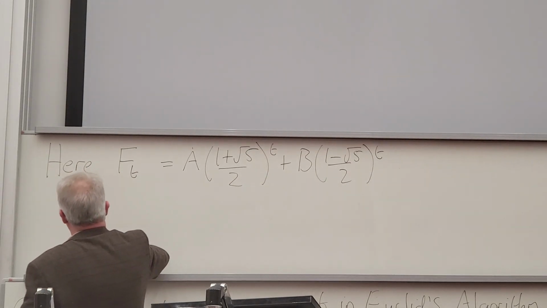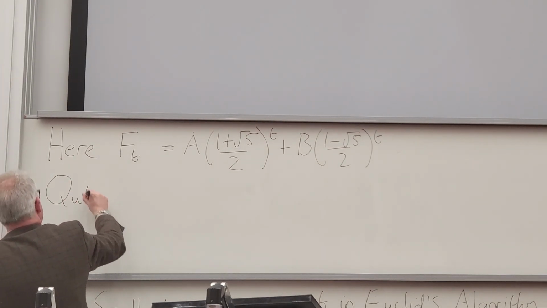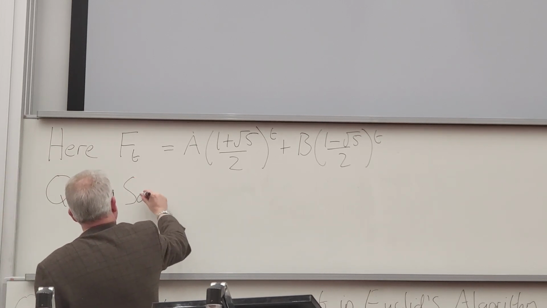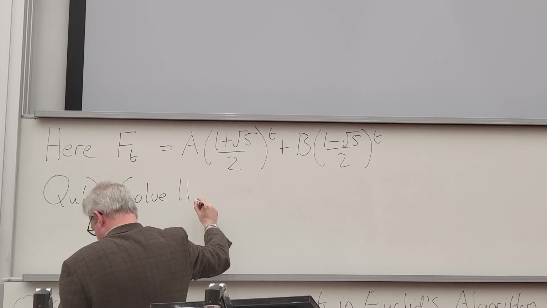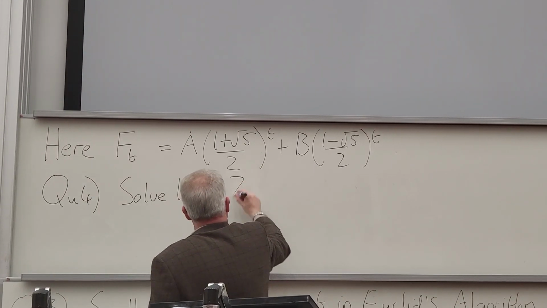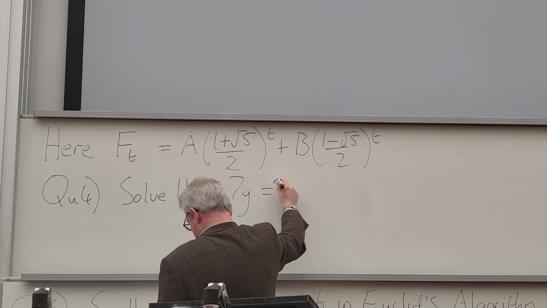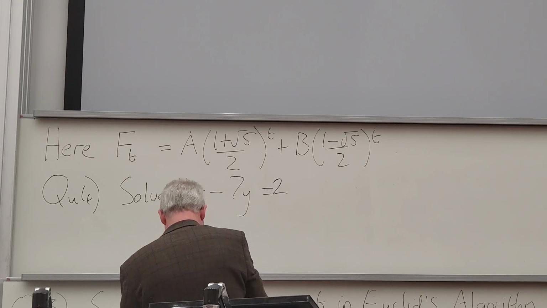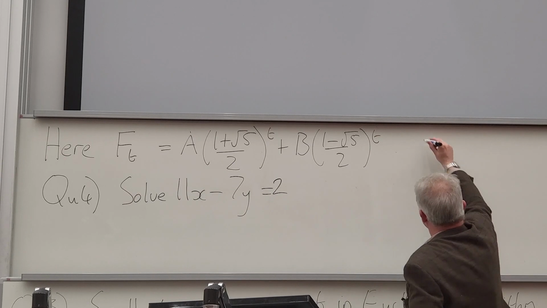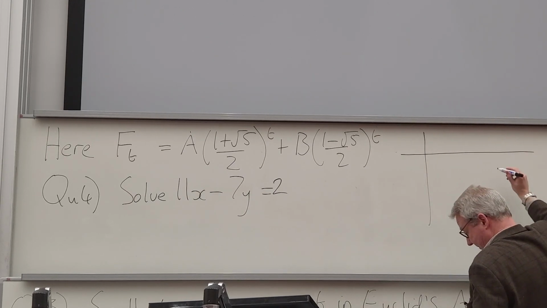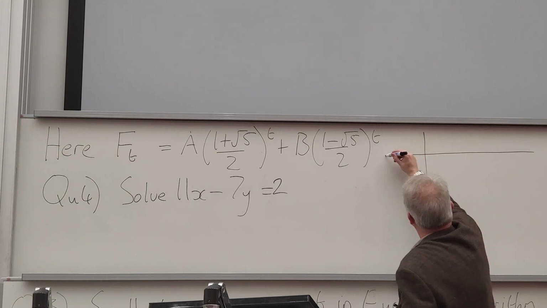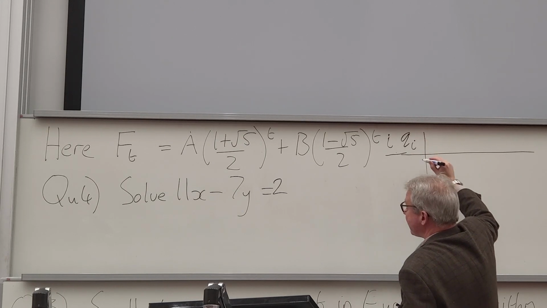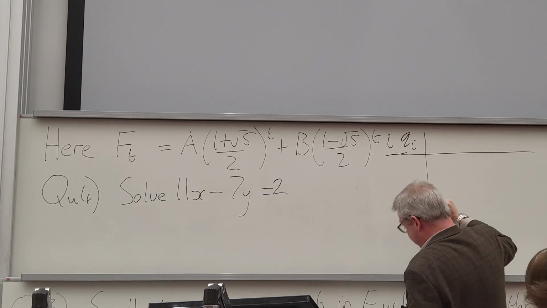Okay, question 4. So solve, this is quite a quick one, 11x minus 7y equals 2. And it's saying any solutions. Let's try and get through this one quite quickly so I can get to question 7. I had someone ask me about the negative because it's minus 7y not plus.